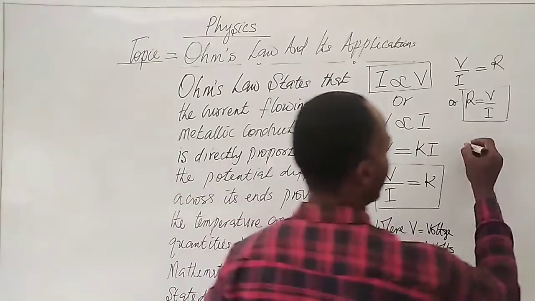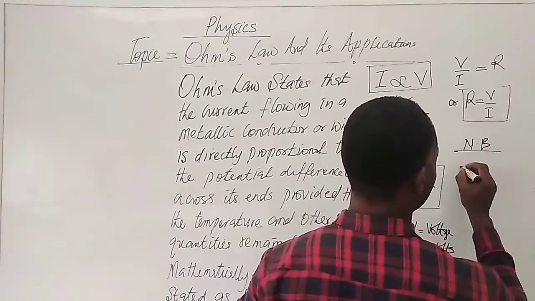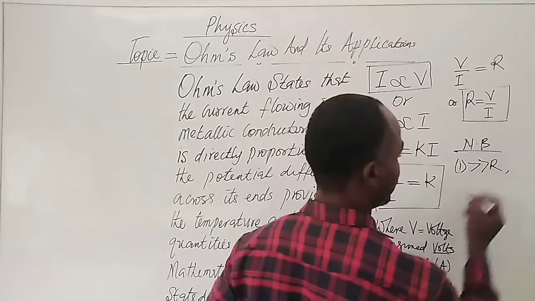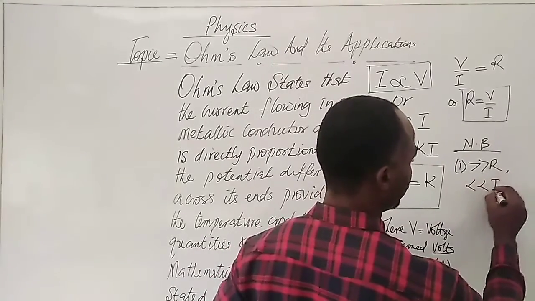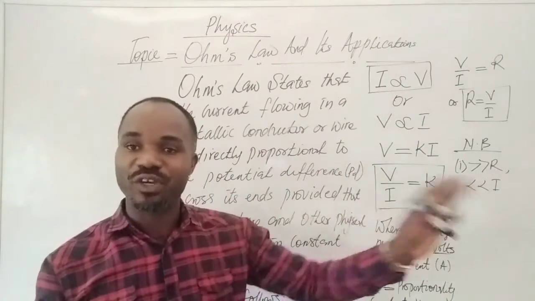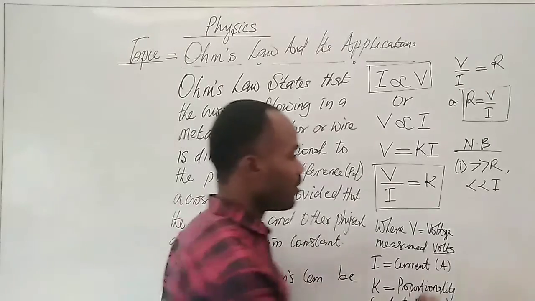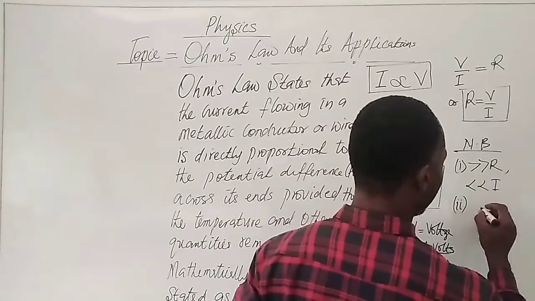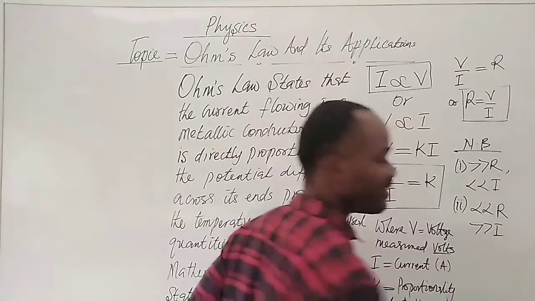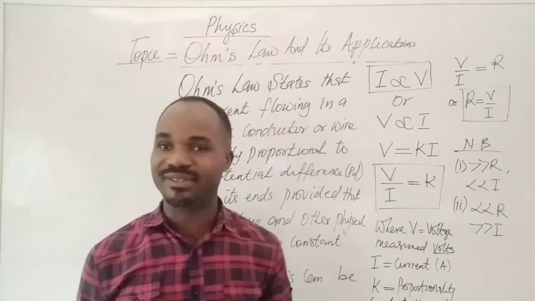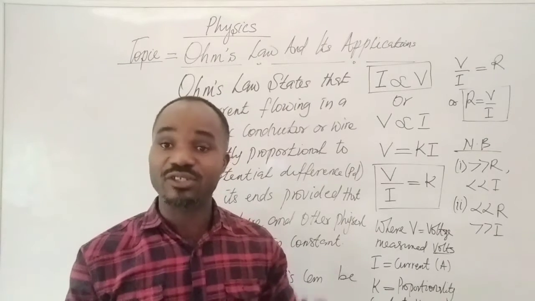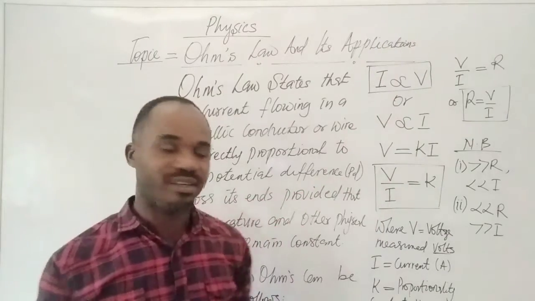Now we need to understand something here. Importantly, we need to note that when the resistance is very, very high, current is very, very low. When the resistance of the circuit is very, very high, the current flowing through the circuit is very, very low. Also, when the resistance of the circuit is very, very low, the current flowing through the circuit is very, very high. It's just vice versa.